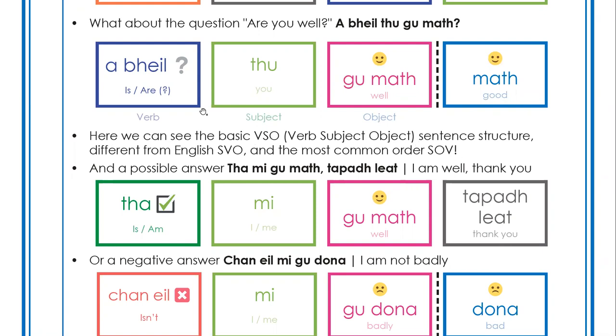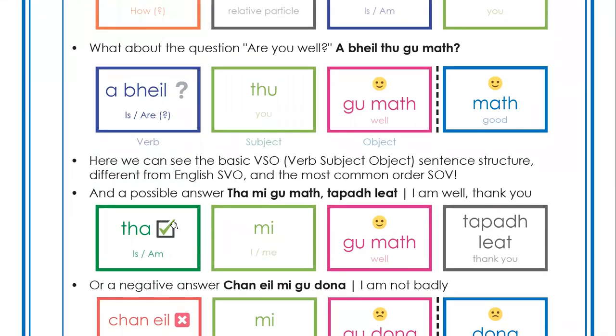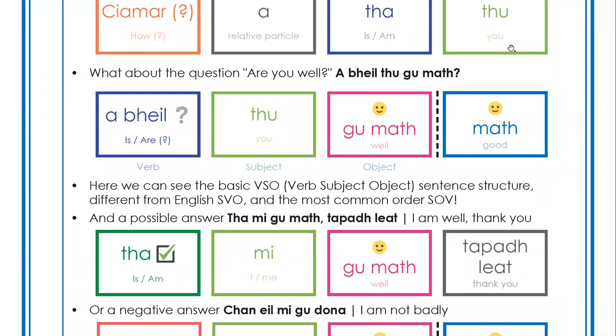verb subject object order of the sentence structure, which is different from English, which is subject verb object. I am well would be the English. I is the subject, am is the verb, and well, the kind of object, what you're saying about the subject. In Gaelic, it would be tha, that's the verb, mi is the subject, and gu math being the object, so verb, subject, object. Tha mi gu math. So this is the answer to either of these questions. Ciamar a tha thu? Tha mi gu math. A bheil thu gu math? Tha, tha mi gu math.